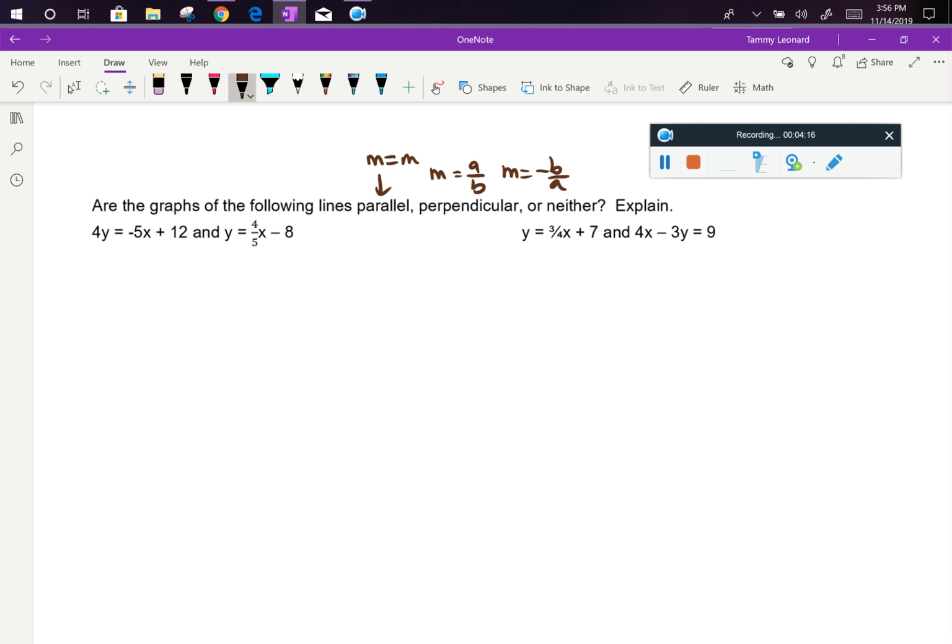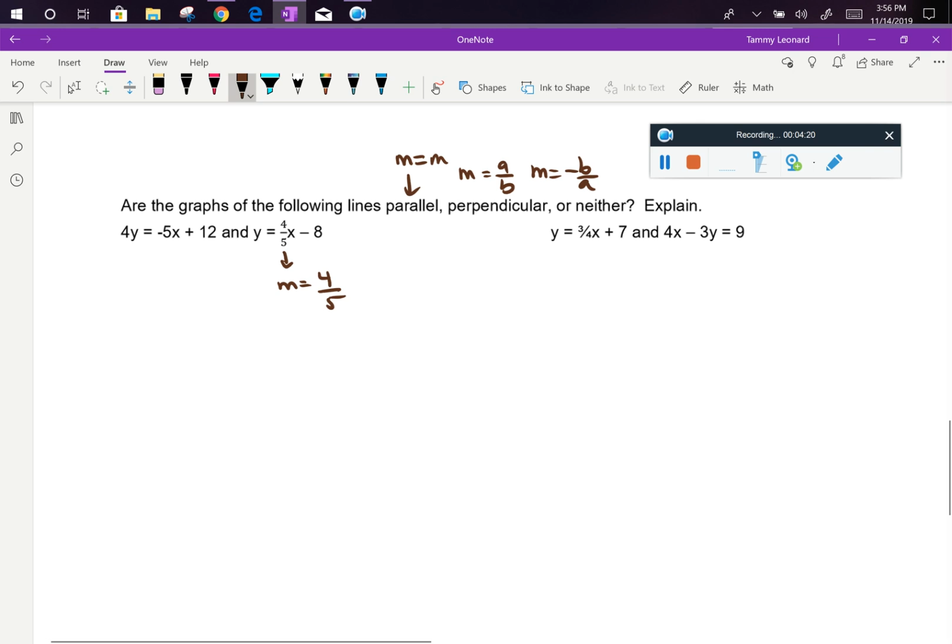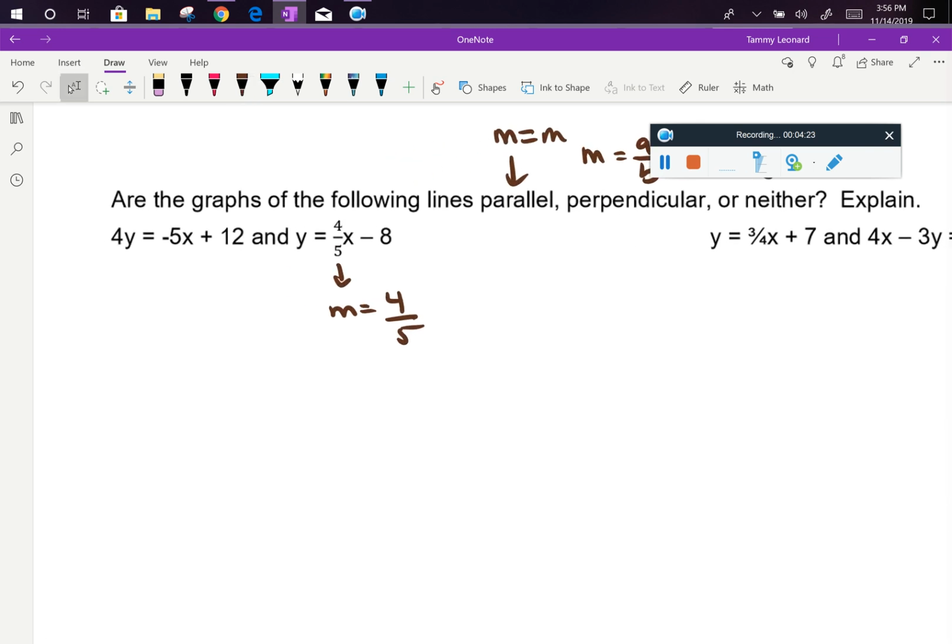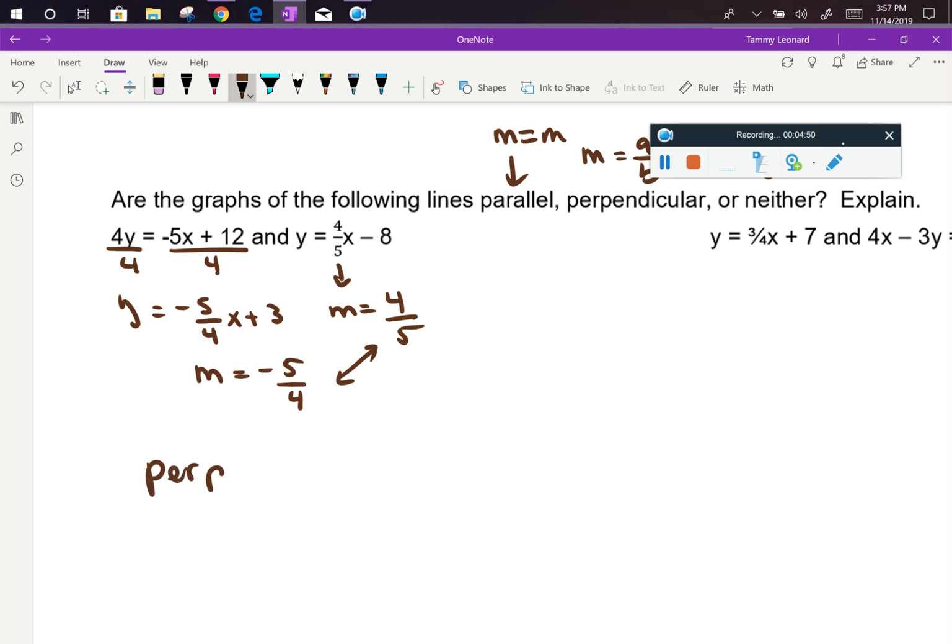Looking at this, in the second equation, it's really easy to see that the slope is 4/5. But the first equation, I have no idea what that slope is in its current form. If it was in slope-intercept form, or solved for y, it would be much easier. So let's try dividing both sides by 4. We get y = -5/4 x + 3. Now I can see that this line has a slope of -5/4. And notice, one's positive, one's negative, and the fraction's been flipped over. So these are perpendicular.